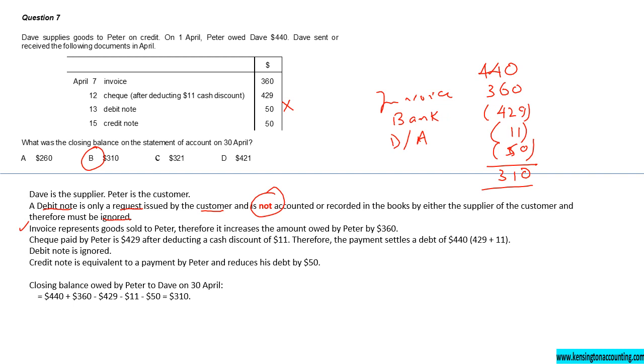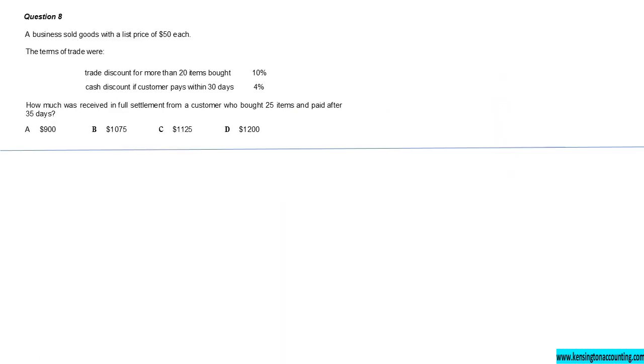Therefore, the correct answer is B. Question 8. A business sold goods with a list price of $50 each. So that's per unit, each unit is $50. And the terms of trade: a trade discount is given for more than 20 items bought. You get a 10% discount for more than 20 items bought.